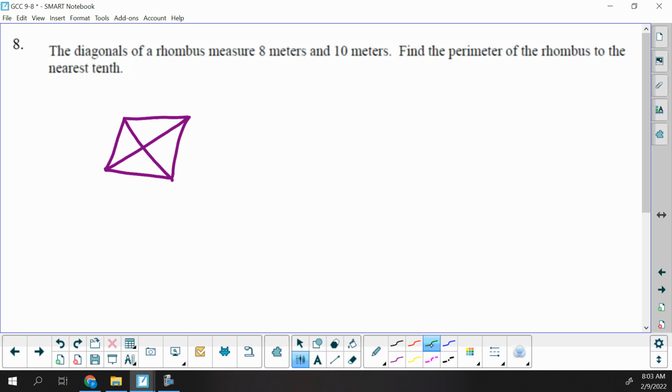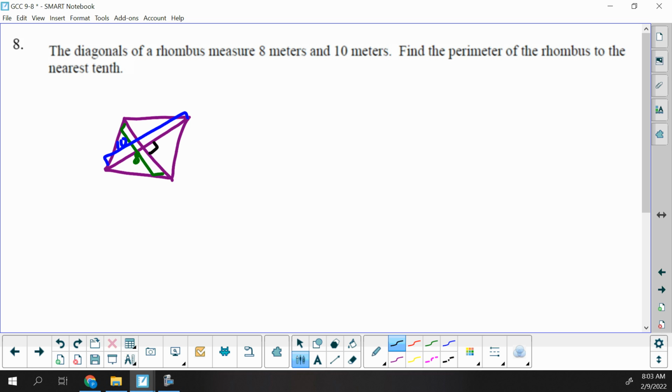And it's a little tricky to label. This is the shorter one, so let's call that 8. This is the longer one, let's call that 10. Well, whenever you're working with diagonals of the rhombus and you want to do anything with the sides, we're going to use the fact that a rhombus implies diagonals are perpendicular. Well, perpendicular lines imply right angles, meaning each of those triangles in there are right triangles.